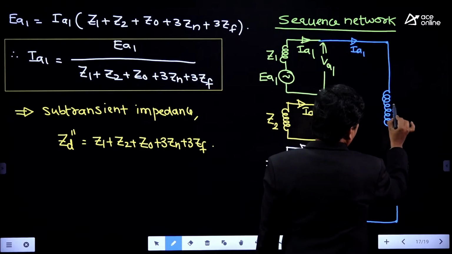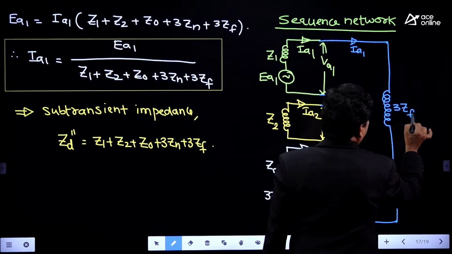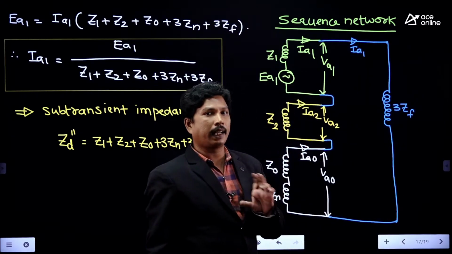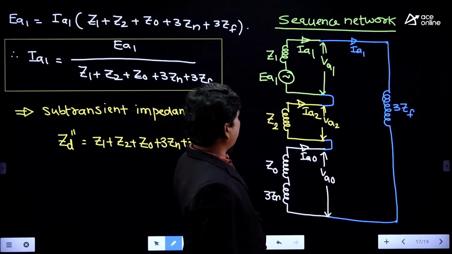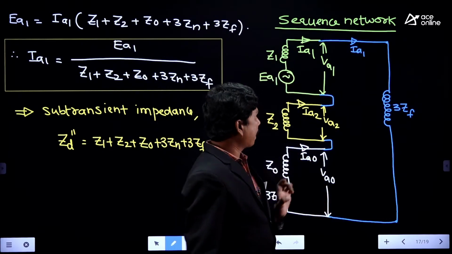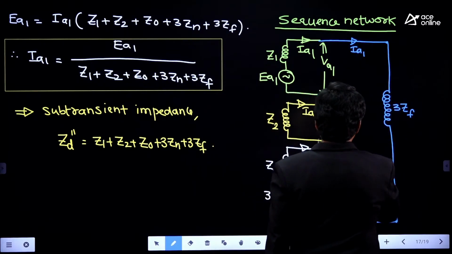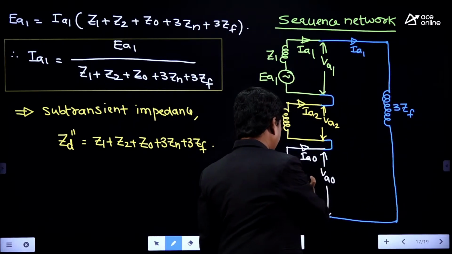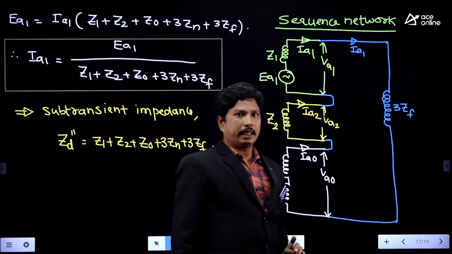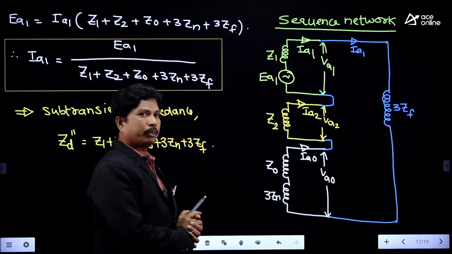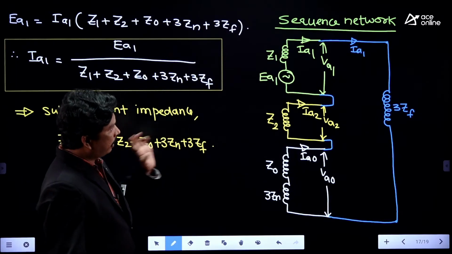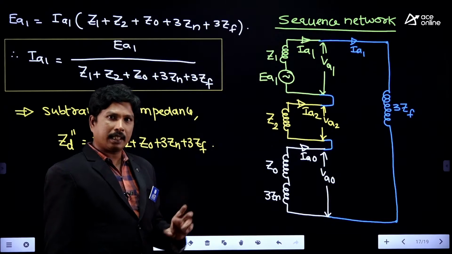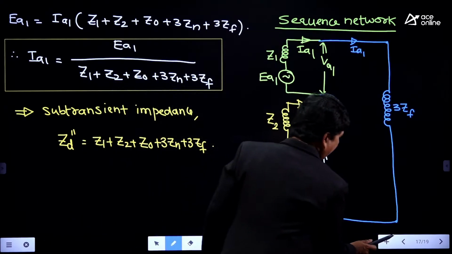So this is the value of 3ZF. It's not ZF, students. We have to write it as 3ZF. Why? Because the equations are giving you like that, and based on the equations we are drawing the network. Clear? So the current flowing here is IA1. The impedance is Z1 plus Z2 plus Z0 plus 3Zn plus 3ZF. So this is the sequence network of the system with fault impedance ZF, for the unbolted fault case. Clear? Very good. Now we'll see the neutral current of the alternator.